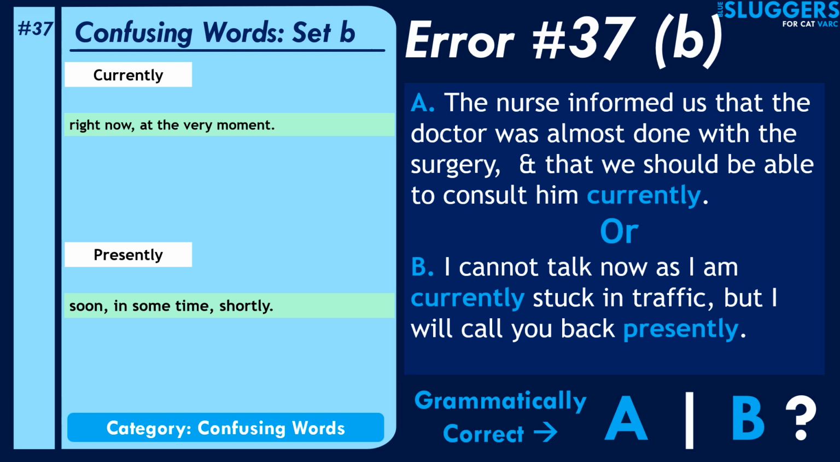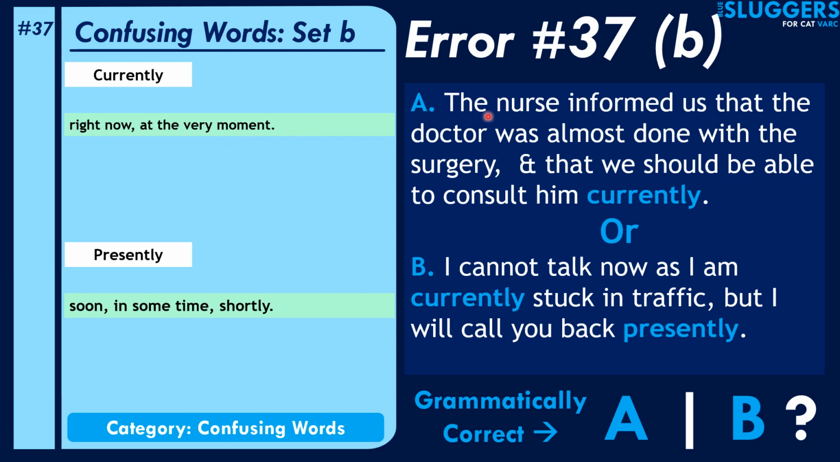So next, coming to the next set of words, which are currently and presently. Now again, these two words, it might seem like they can be used in context in an interchangeable manner, but that is not so. When you say currently, you actually mean like right now at that very moment, right?